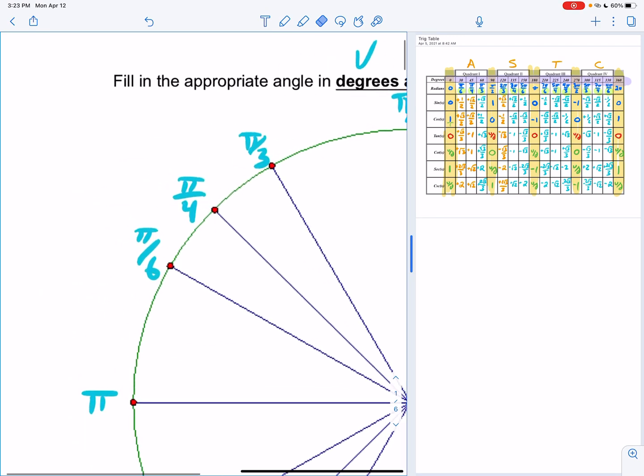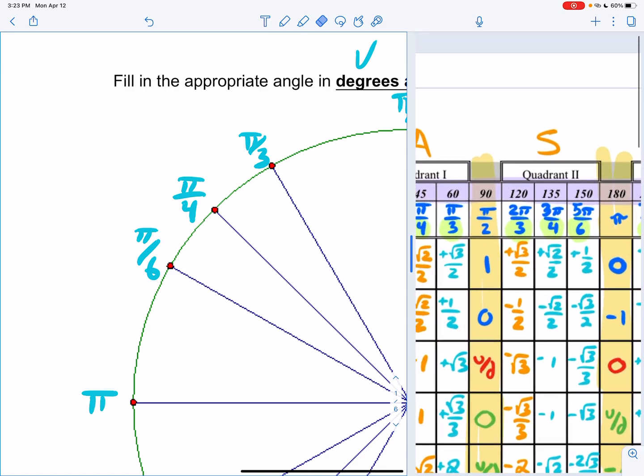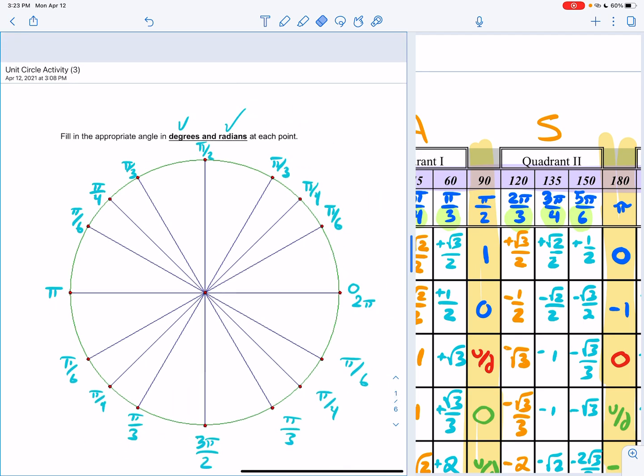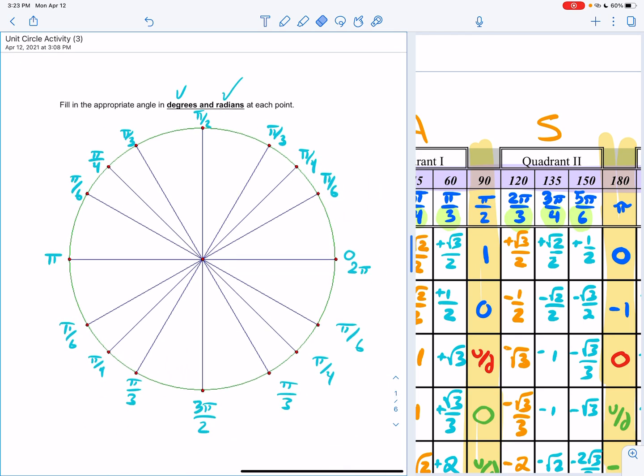But here's the thing. In quadrant 2, these are not my angles. In my circle, I have pi over 3, pi over 4, pi over 6. But in my table, I have 2 pi over 3, 3 pi over 4, 5 pi over 6. There are 2 ways you can handle this. I'll show you the logical way, then I'll show you the shorter way.